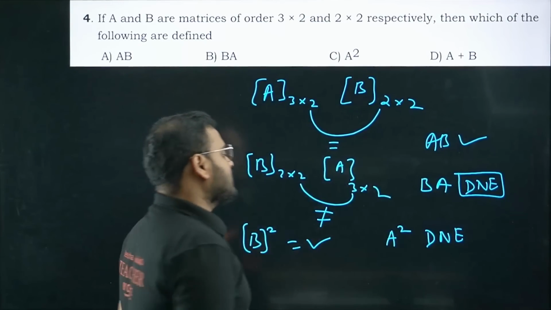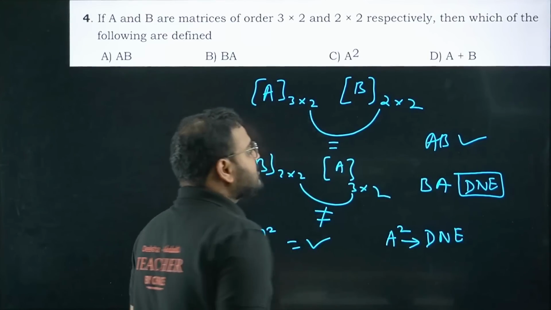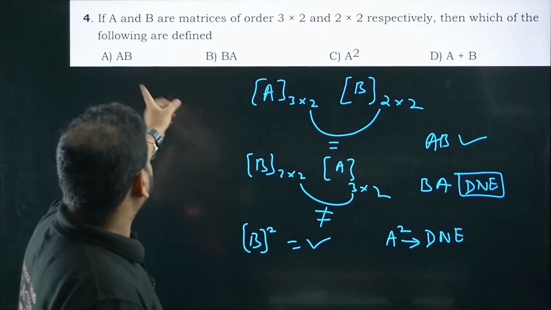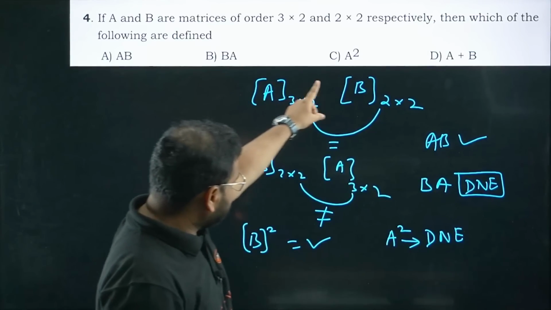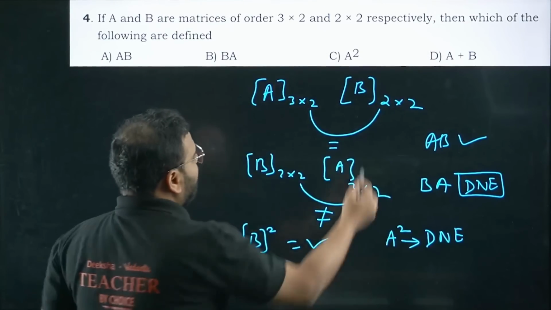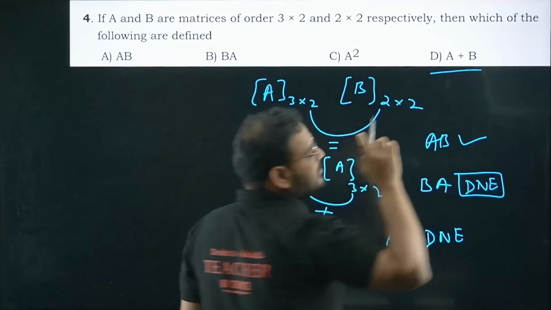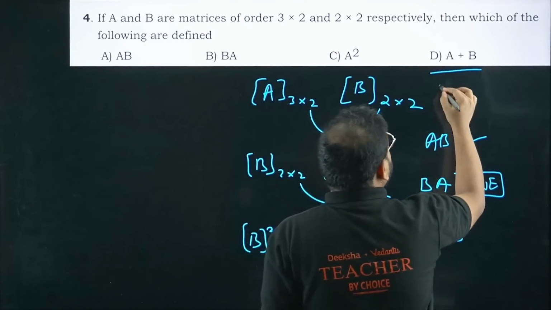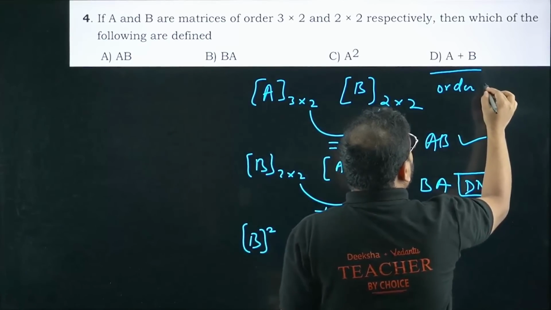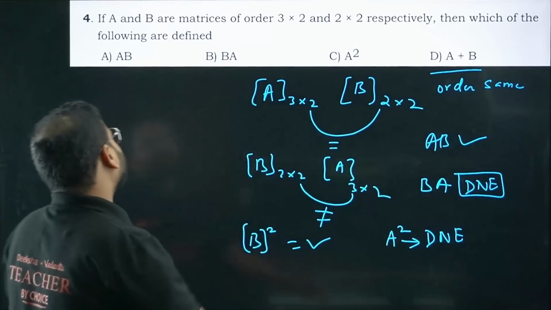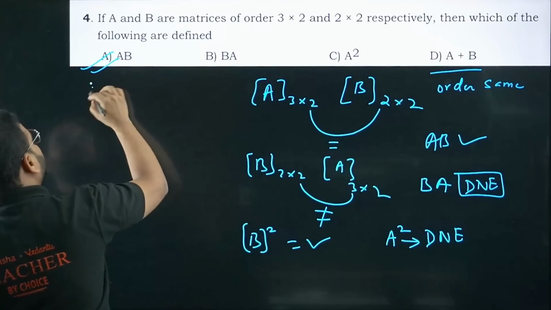So this is also not the case. Let's look for the options now. Option A is correct: AB is defined, BA not defined, A squared not defined, A plus B not defined. You cannot add it, right? For adding, what should be happening? For addition, the order has to be the same. Is it the case? No. Hence, option A is correct.